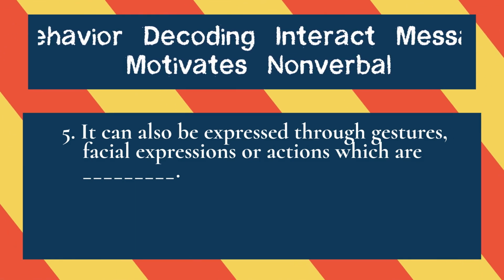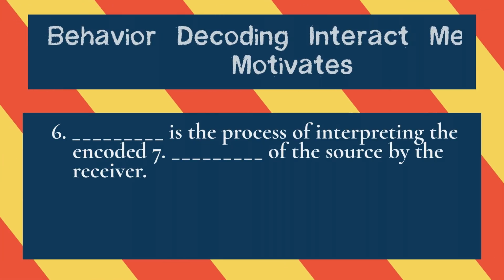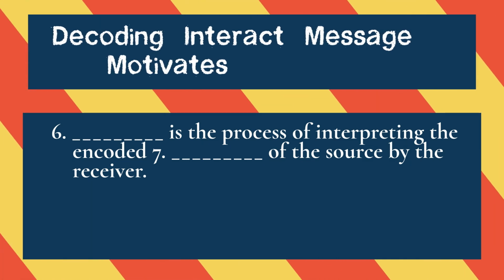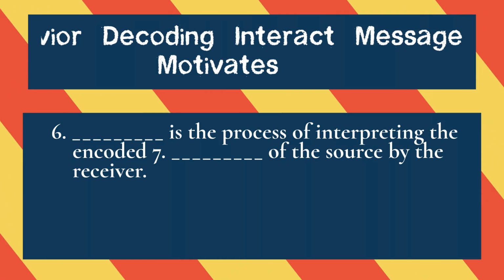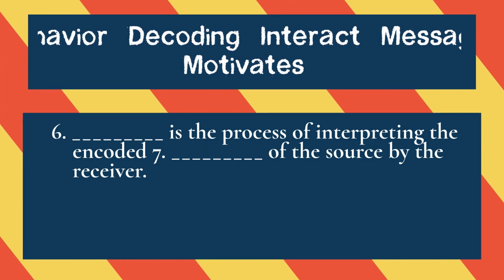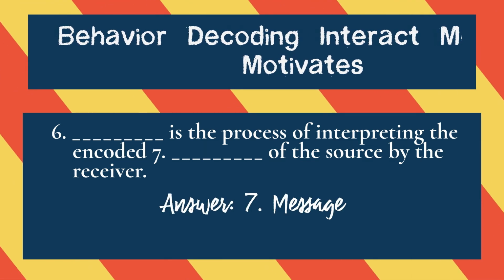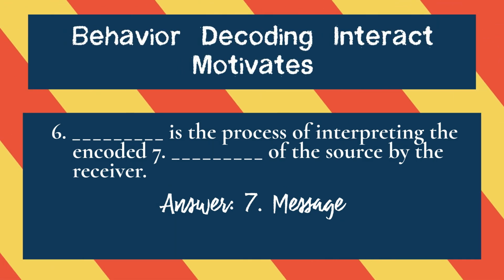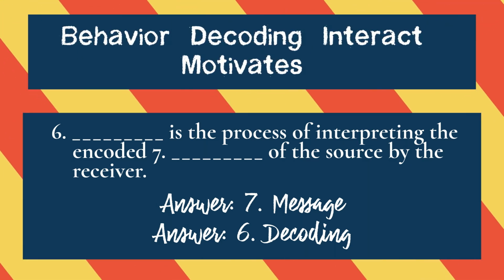The answer is correct. Non-verbal. Number 6. Blank is the process of interpreting the encoded blank of the source by the receiver. Number 7 is a bit easier because we discussed this thoroughly. It is the message. Now, what do we call if we are trying to understand the message? That is decoding. Great job!